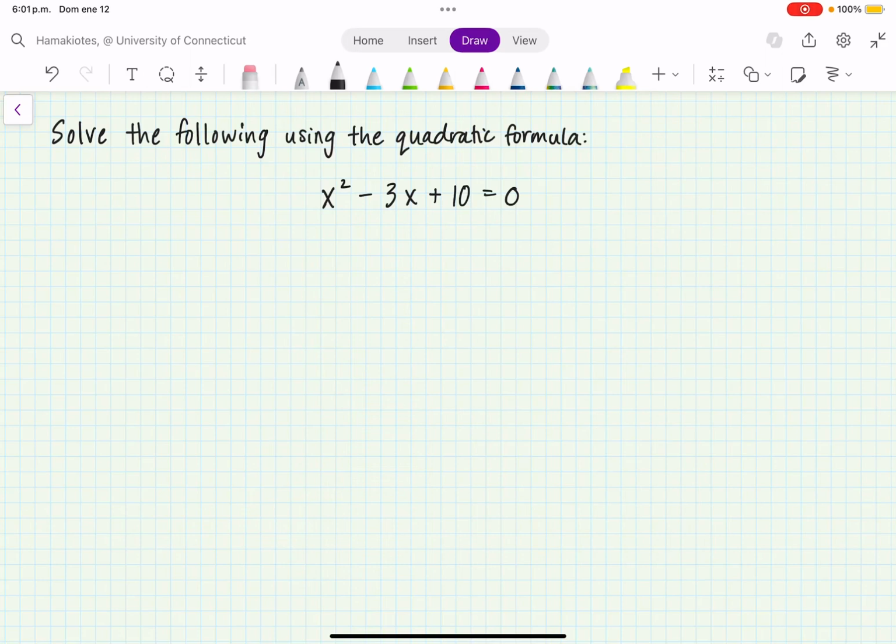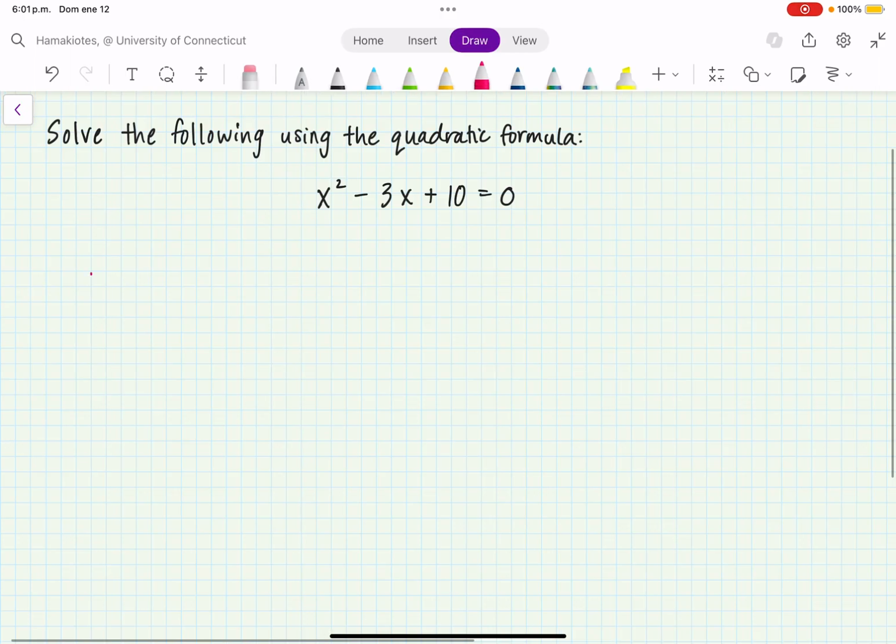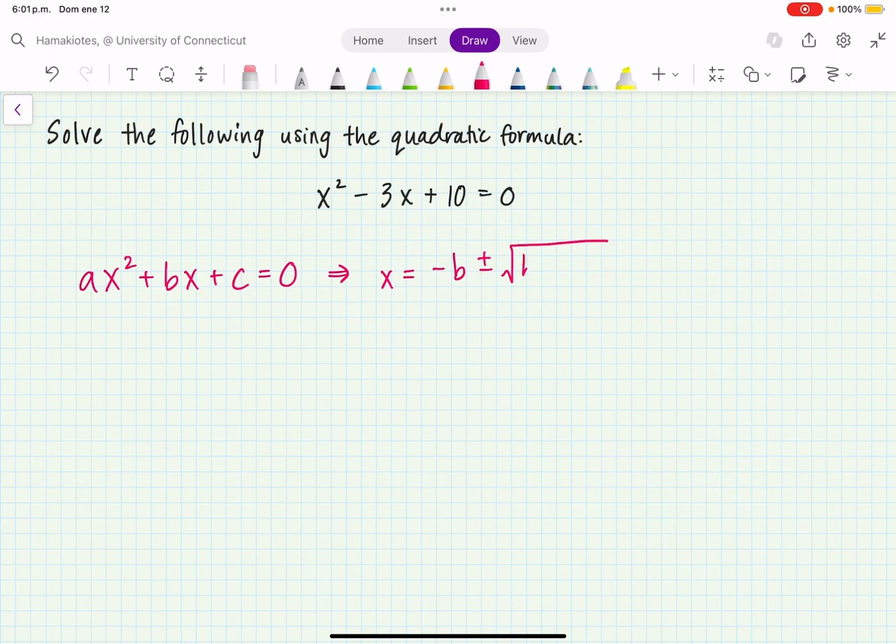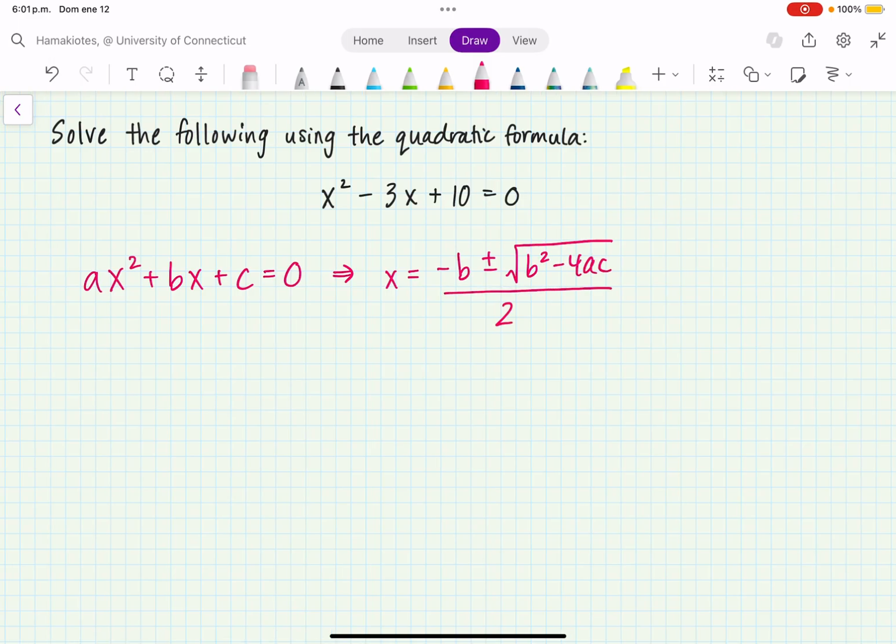In this video, we are going to solve the following quadratic equation using the quadratic formula. So let's recall that the quadratic formula tells us that a quadratic equation of the form ax squared plus bx plus c equals 0 has solutions x equals negative b plus or minus the square root of b squared minus 4ac all over 2a. So in our case, a is 1, b is minus 3, and c is 10.